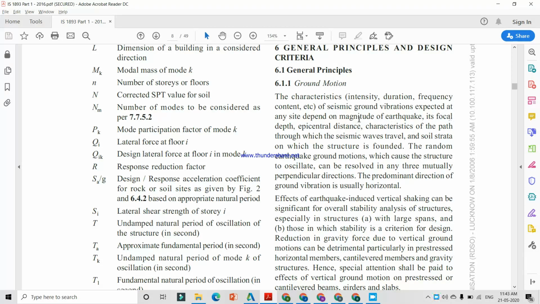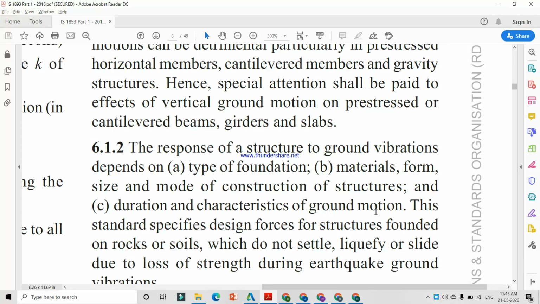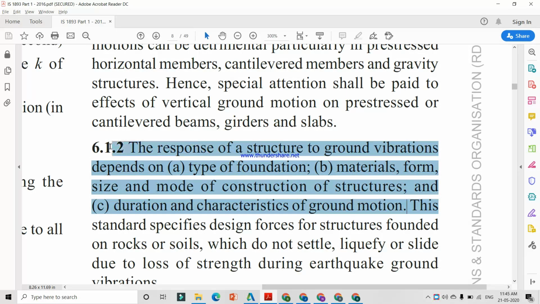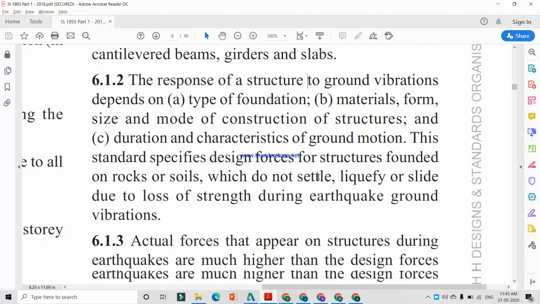Generally, the magnitude of earthquake depends on the focal length, epicenter distance, and characteristic of the path through which the seismic wave travels. The response of the structure to the ground vibration generally depends on types of foundation, its materials, the form and the size and mode of the construction of the structure, and duration and characteristics of the ground motion. If the ground motion is high, then the response of the structure will reduce.